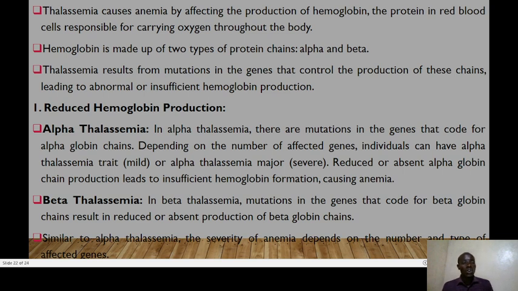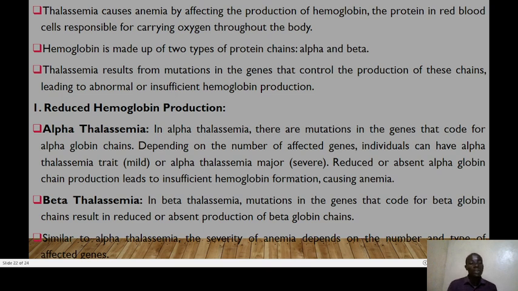So, thalassemias cause anemia by affecting the production of hemoglobin. This is the protein in the red blood cell responsible for carrying oxygen throughout the body. So hemoglobin is normally made up of two types of protein chains. You have the alpha and beta. Thalassemia results from mutations in the genes that control the production of these chains, leading to abnormal or insufficient hemoglobin production.